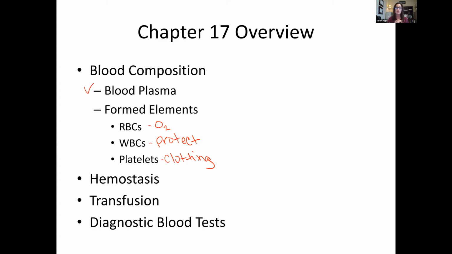Another thing that we'll address in chapter 17 is this concept of hemostasis. Notice I said hemostasis, not homeostasis. Heme means blood and stasis means to stop. So hemostasis is essentially the process of blood clotting. This is an incredibly complicated process. It is a cascade reaction. It's about 30 reactions that are involved in the process of blood clotting.